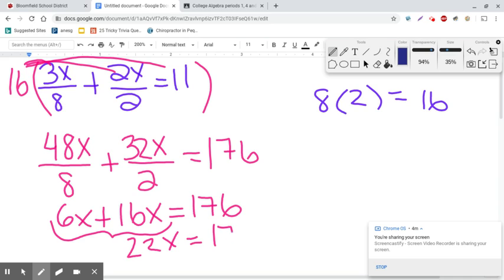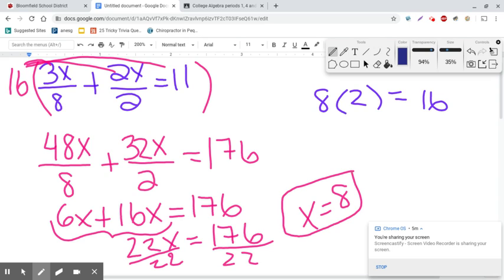Bring down your 176. And now, since we just combined our like terms, the last step is just to divide by the number in front of our variable. So we're going to divide both by 22. So 176 divided by 22 gives us 8.